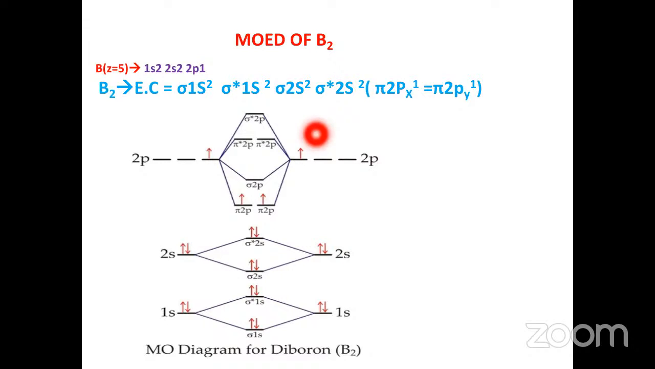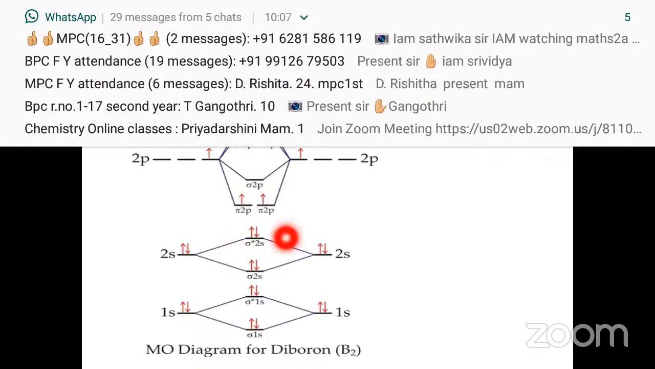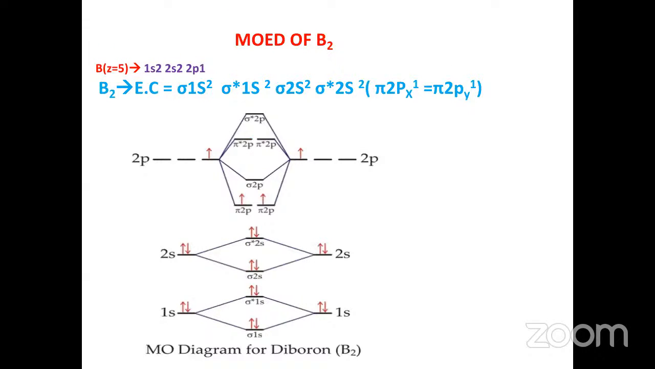Then next you fill the electrons in molecular orbitals. First of all you fill the electrons in the bonding sigma 1s orbital. Next the electrons enter sigma star 1s orbitals. In the 1s orbitals 4 electrons are there, so first 2 electrons go to the bonding molecular orbital, then the next enter the anti-bonding molecular orbital. Same as usual here, the 2s electrons enter first the bonding molecular orbital, then the anti-bonding molecular orbital.